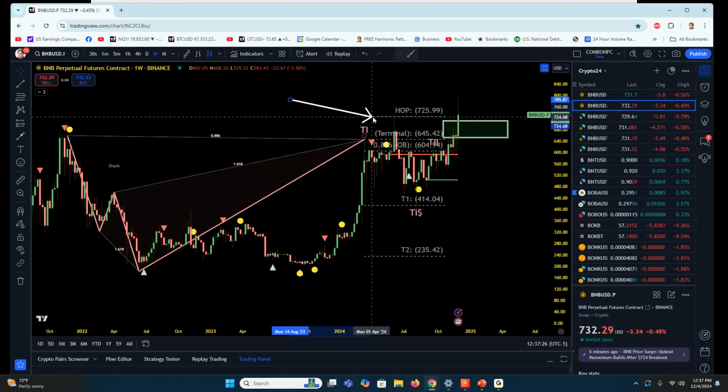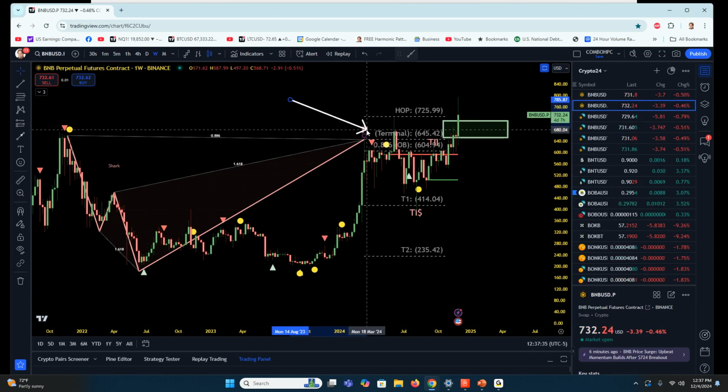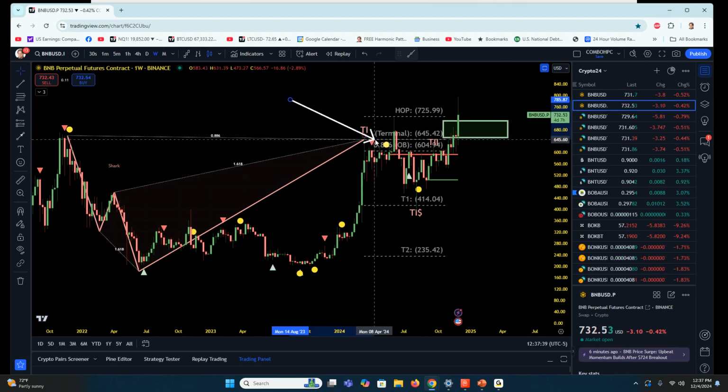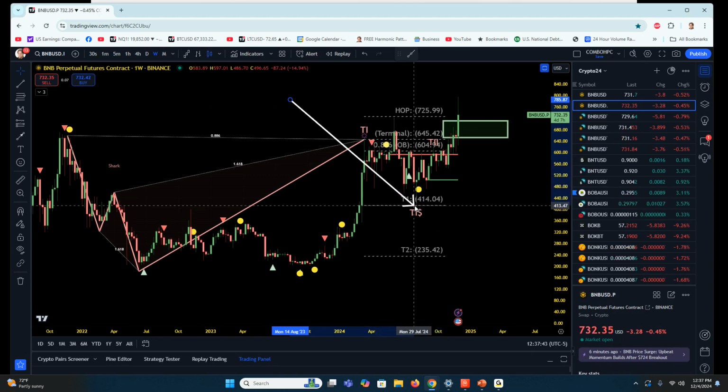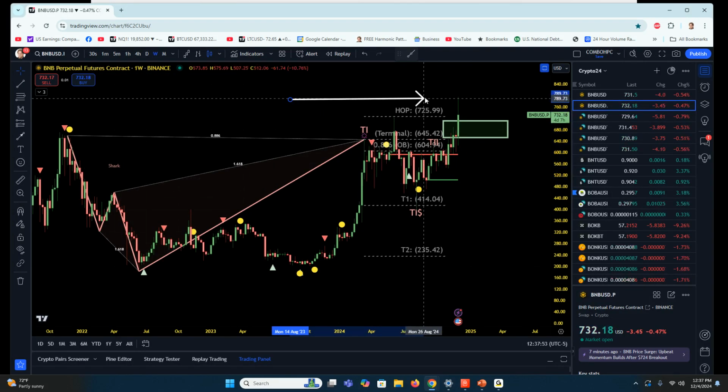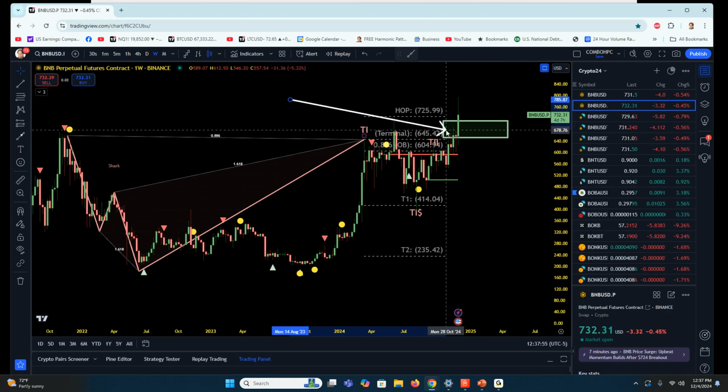Quick note about the shark. We don't have the 5-0 pattern built in. I think we're going to add that soon. All it really is, you go shark to 5-0. You use the T1 level because that is the move for the shark. Shark to 5-0. And that's what happened here. But the better confirmation, even though T1 was 414, better confirmation was like 510. And we knew it would run back to the hop at 725.